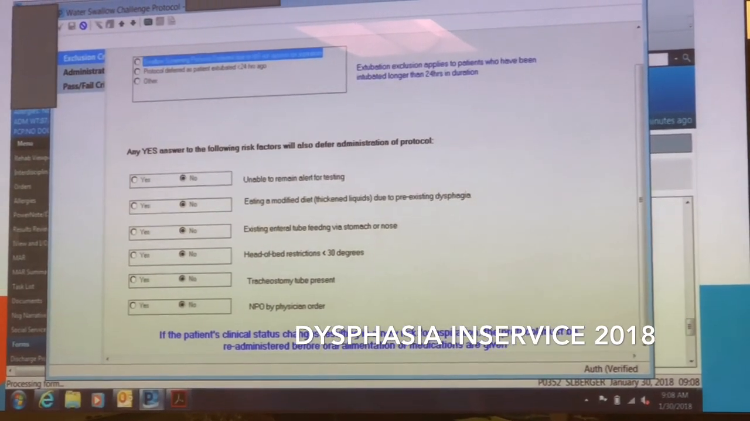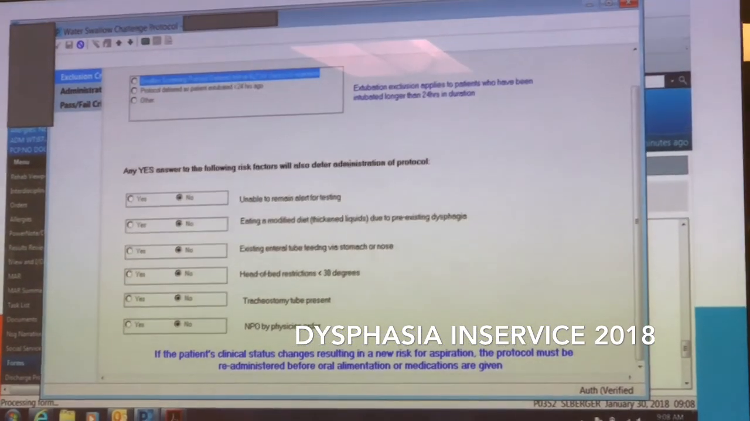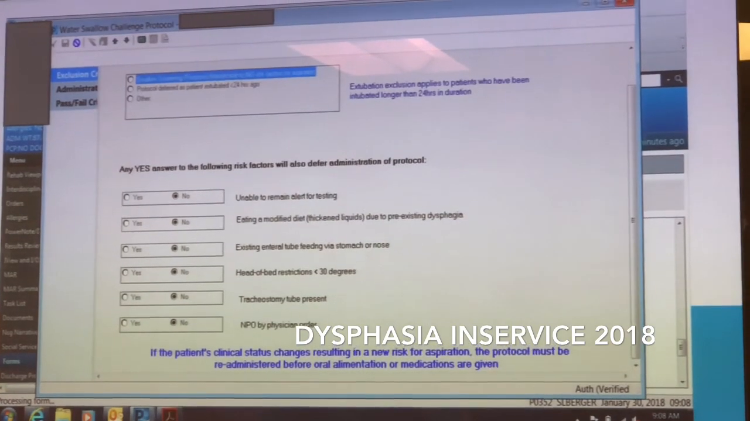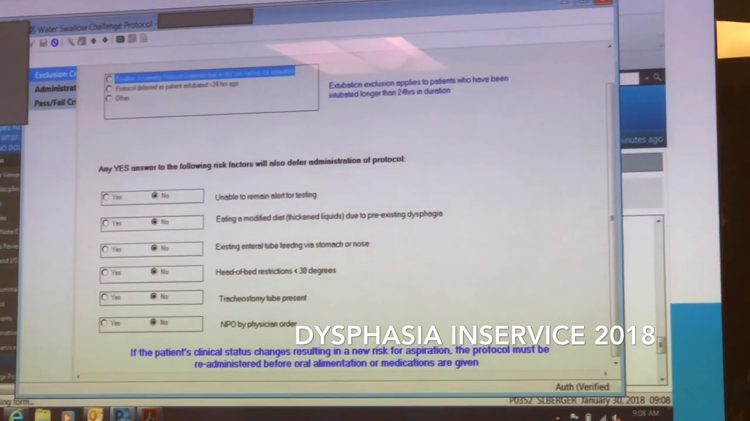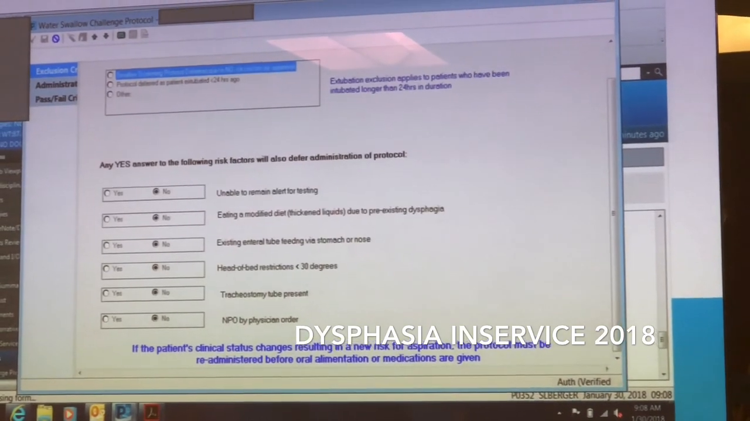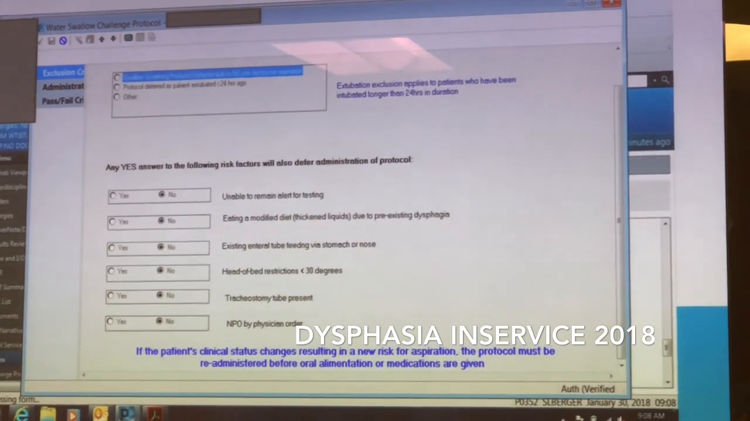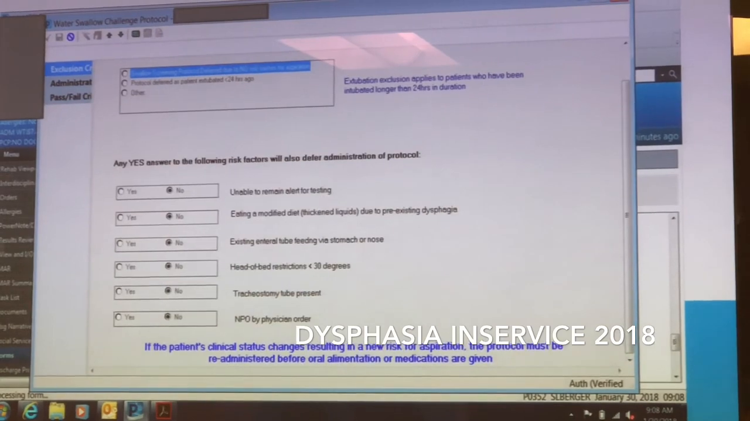Tracheostomy tubes can anchor the larynx, so you don't get a good strong excursion of the hyoid for a good swallow. Tracheostomy tubes cause patients to have decreased sensation, so they can silently aspirate more often.